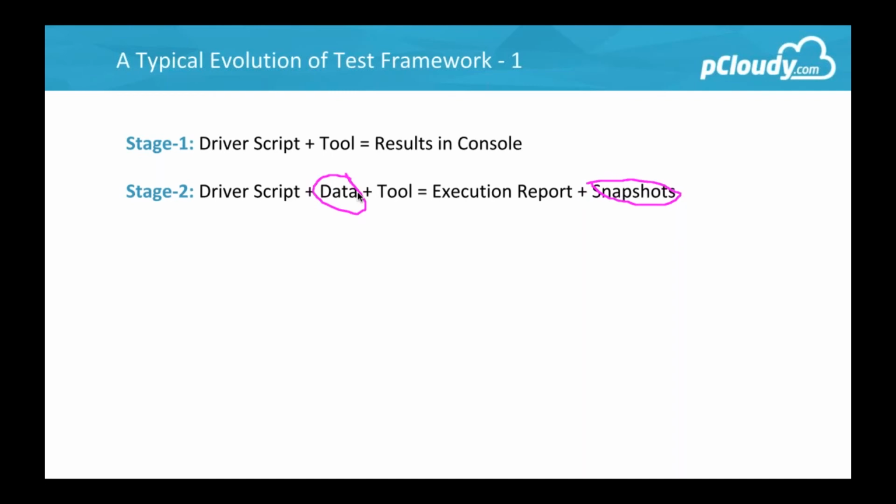We somewhat have a better framework, but that's not all. We still cannot brag about it. Now here come some more requirements. So separate the object definitions from the scripts and capture logs as well, and create a good looking HTML report that can be shared with the management or the clients. Okay, so here comes our stage 3.